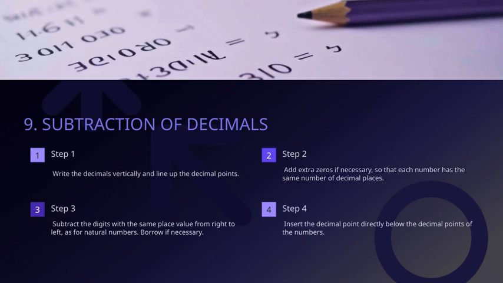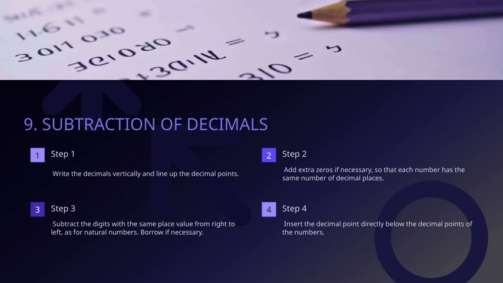Next, if one number has fewer decimal places than the other, we add extra zeros to make them equal. This way, we're working with the same number of decimal places, which simplifies the subtraction process. Then, we move on to subtract the digits, beginning from the rightmost side, just like with whole numbers. Remember, if a digit on top is smaller than the digit below, we need to borrow from the next higher place value, just like in whole number subtraction.